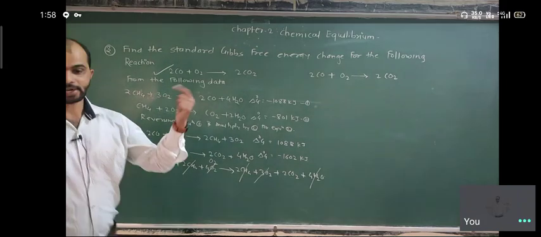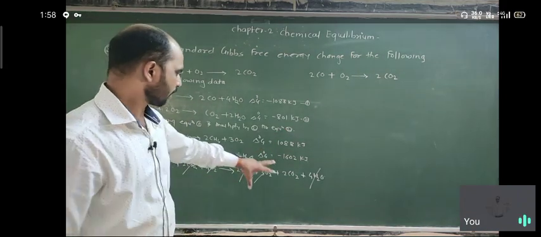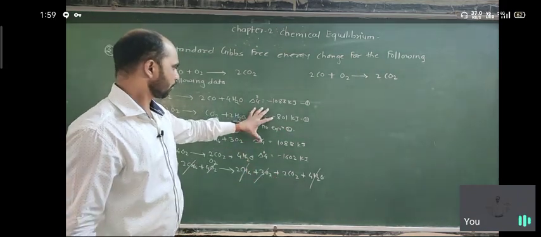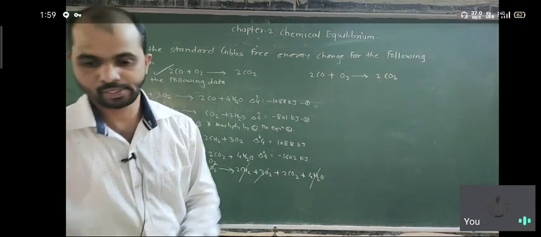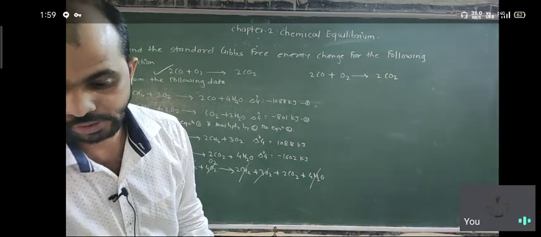Now we have the values of both, the delta G of this and this delta G. So simply we calculate this using this equation.